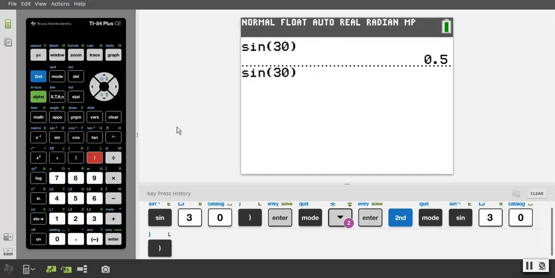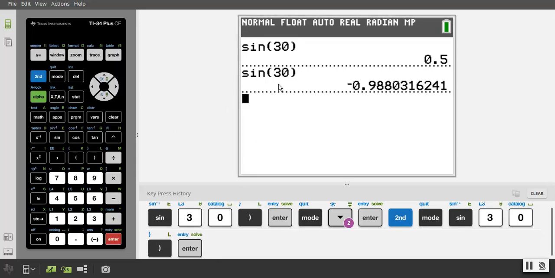So the difference is that this was degrees and it gave me 1/2. Sine of 30 radians is negative 0.988. So there's a big difference between typing in the degrees versus the radians. In this case, the most common expression is sine of 30 degrees, which is a half.